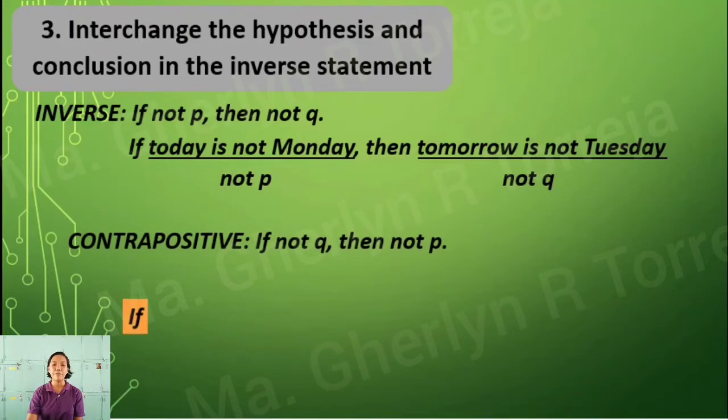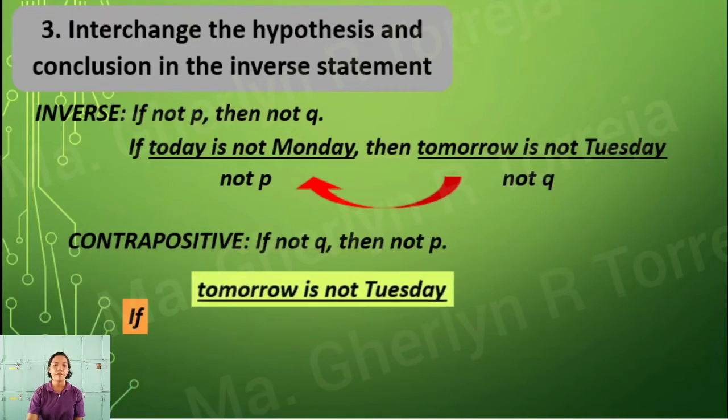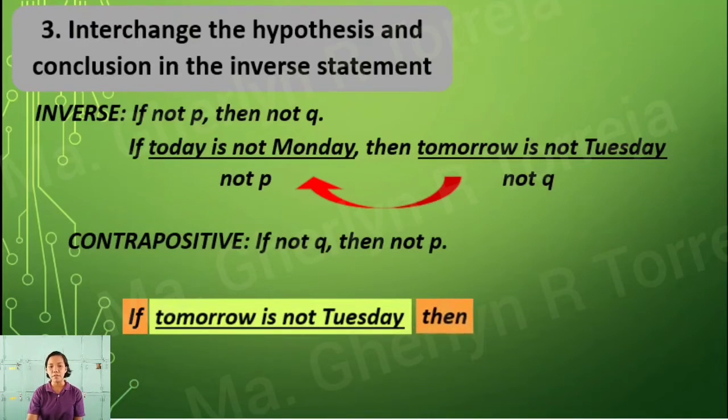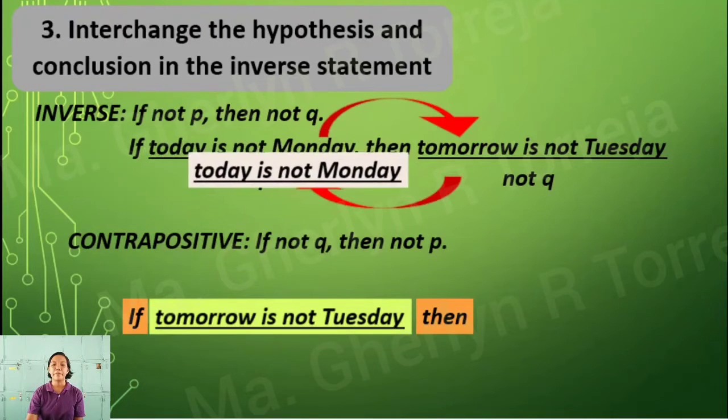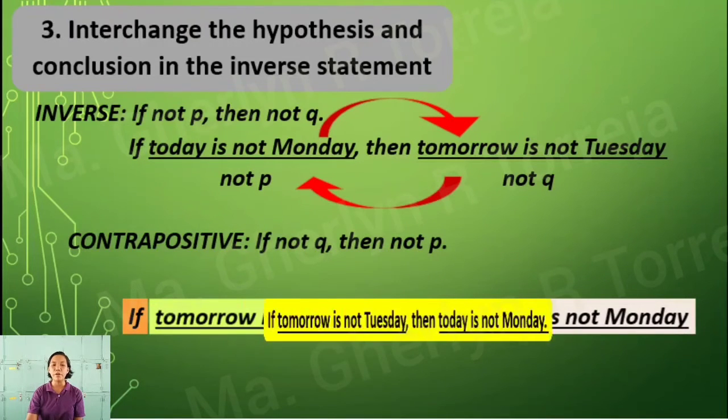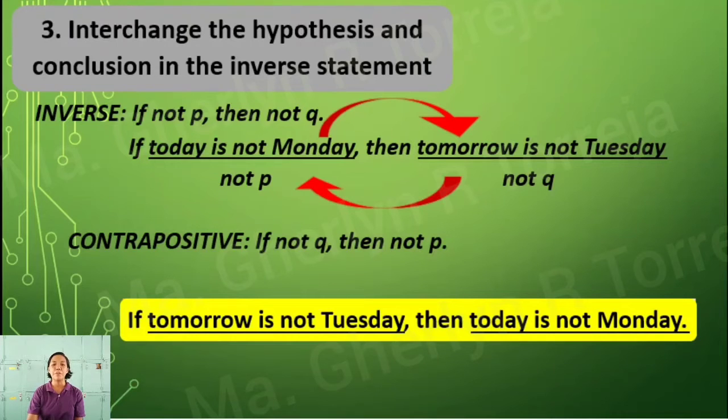Okay, if tomorrow is not Tuesday is our not Q, so siya ang idudugtong natin sa ating if. And then, today is not Monday is our not P. So, siya ang idudugtong sa ating then. Ayan. So, therefore, our contrapositive is, if tomorrow is not Tuesday, then today is not Monday. Malinaw na po ba? So, kahit alin po dun sa tatlo, makakakuha tayo ng pare-pareho lang na sagot. Depende na lang yun sa sitwasyon kung alin yung gagamitin nyo.